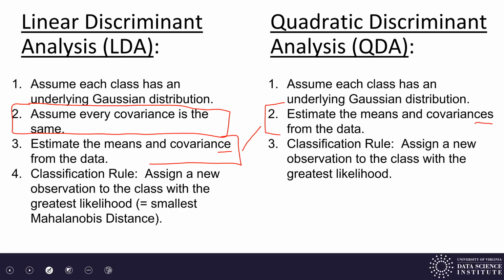And then the last step for both of these is the classification, which is done the same way. We just assign each new observation to the class with the greatest likelihood. The greatest likelihood is the value of the probability density function given by the likelihood formula that we saw before. In LDA, this corresponds to the class whose mean you are closest to using Mahalanobis distance. It's not quite as simple in QDA. You can't use the Mahalanobis distance with QDA because you have different Gaussians.